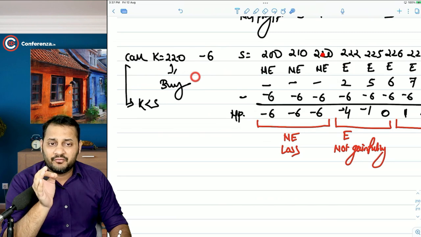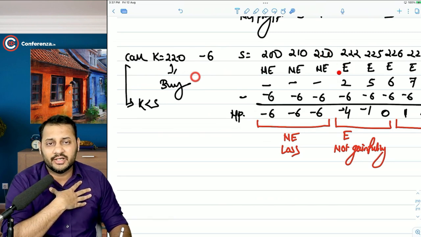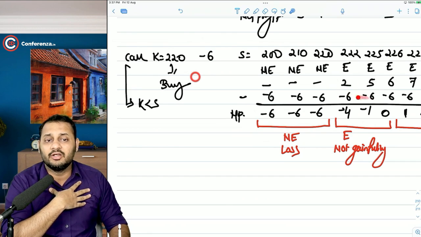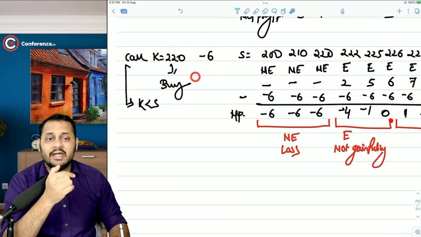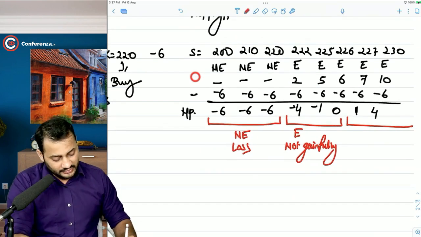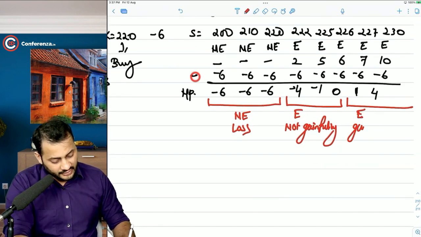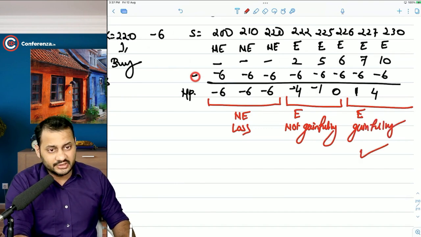So after 220, we agree that we are going to exercise the option, but until it gets to 220 plus 6, that is 226, we will not be in a profit. So until 226, we will be recovering the losses only, or recovering the premium only. So at 226, the net profit will be 0. Anything beyond 226 will result in a gainful exercise. This is the situation the question is asking about.